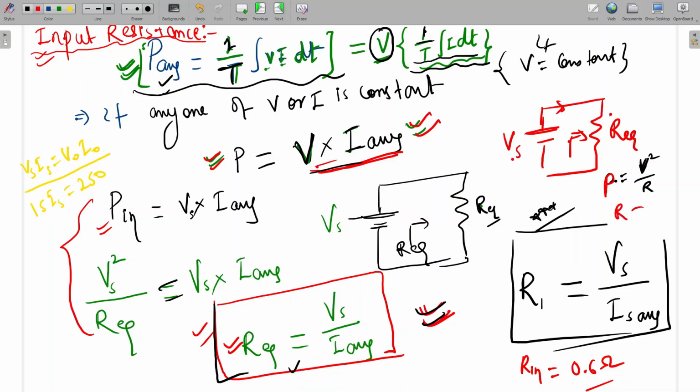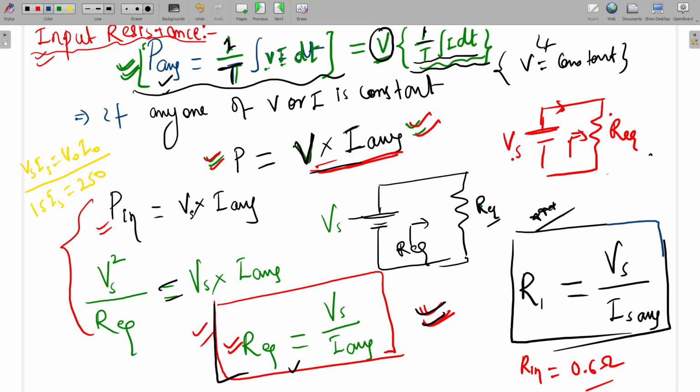Here R will be equal to V square by P. So V is how much? 15. 15 square divided by 250. How much? Oh, no, I think it's 0.9 or 0.6. Can anyone clarify? It's like 0.9. It will be 0.9, na? Final answer will be 0.9. From here also we can see.